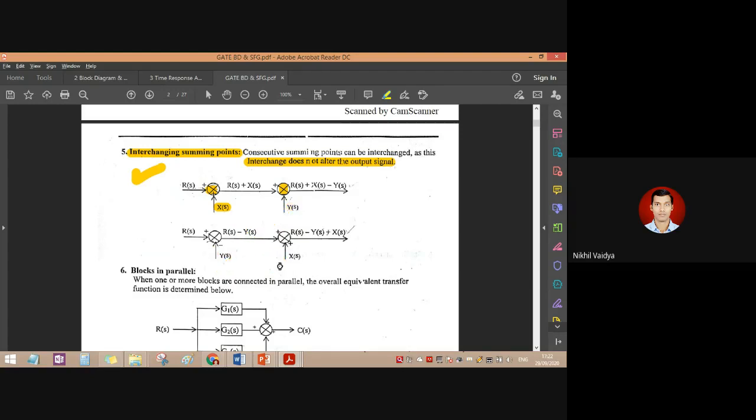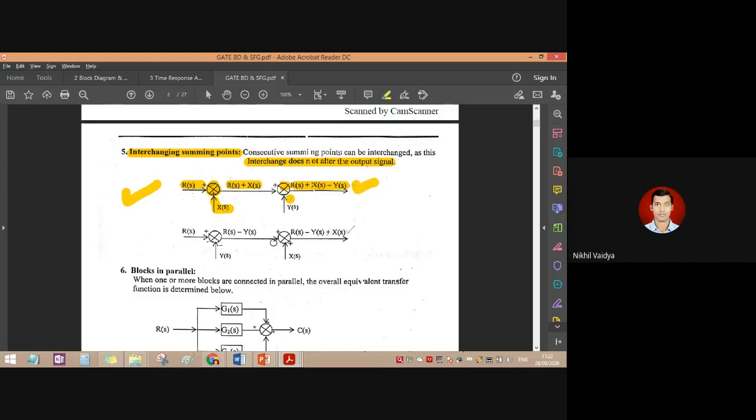Now finally what we have to check. In this first case, this is the summing point. What is the input? R of s plus, and what is the input from here? X of s plus. So R of s plus X of s is the input for this summing point, and Y of s is here, should be minus. The minus sign is missing here or overlapped with this circle. So this minus sign of Y of s is mentioned here. So R of s plus X of s minus Y of s is the final output.